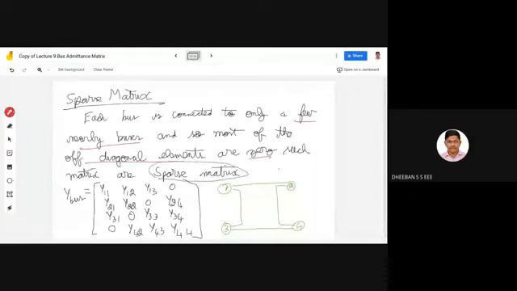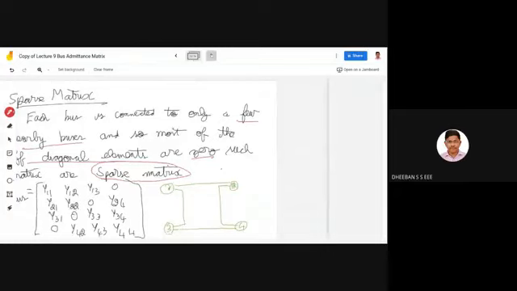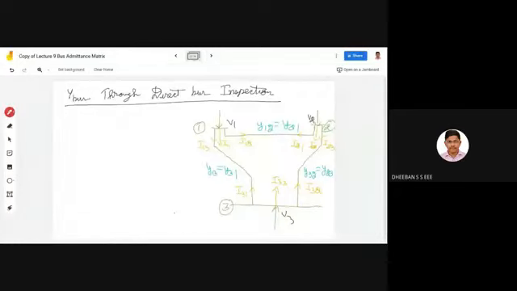So this will be considered as a special case. While dealing with the problems, I'll be telling you about this. And now we'll be dealing with the Y bus matrix, that is, how you are formulating the Y bus matrix. So after this, I'll be telling you the algorithm.